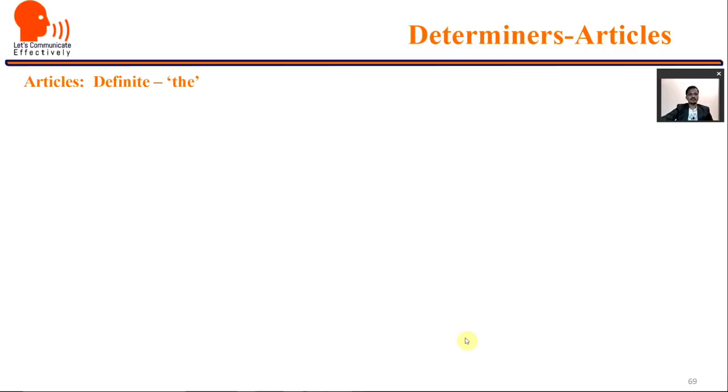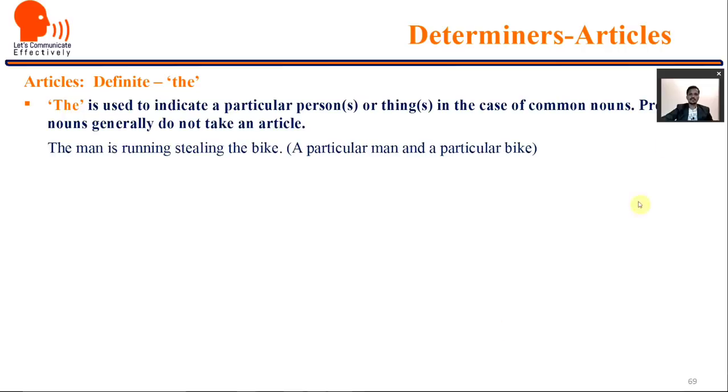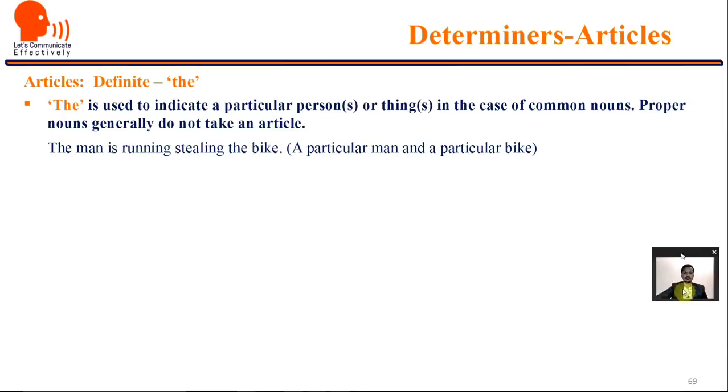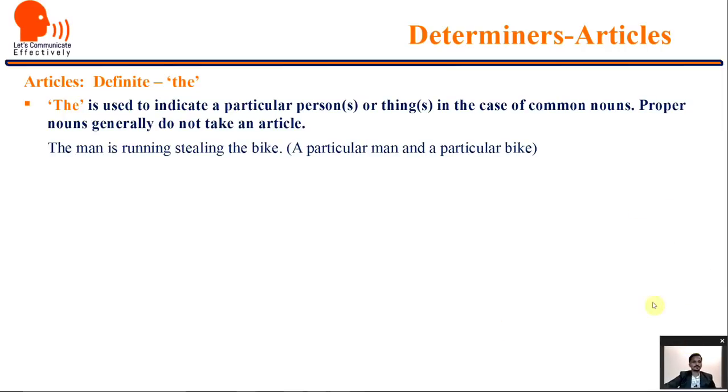Articles, definite articles. You know, the definite article is one, that is the. Let us see its uses and the facts of the article the. The is used to indicate a particular person or thing in the case of common nouns. Proper nouns generally do not take an article. For example, the man is running, stealing the bike. Here, a particular man and a particular bike are referred to. That's why the man and the bike.